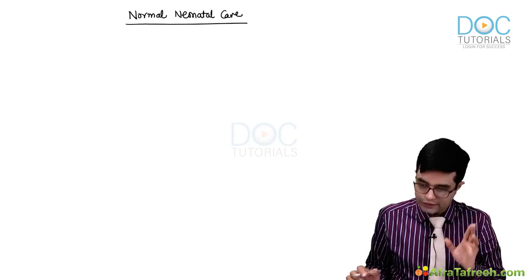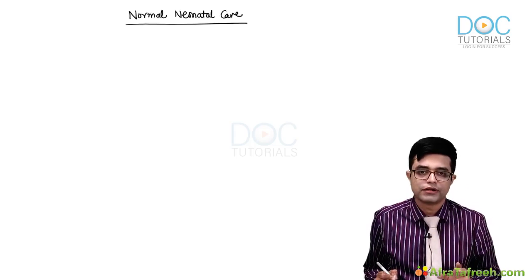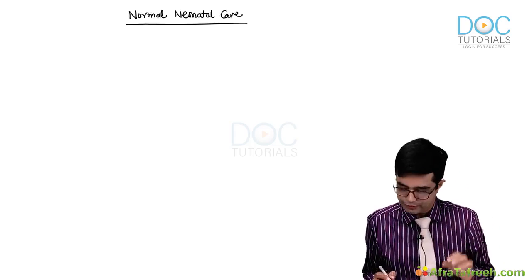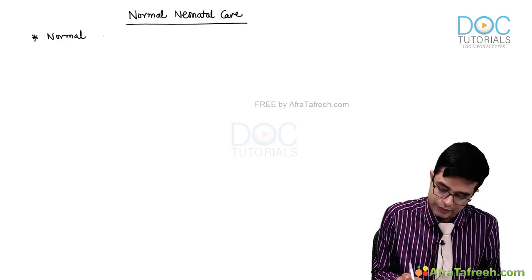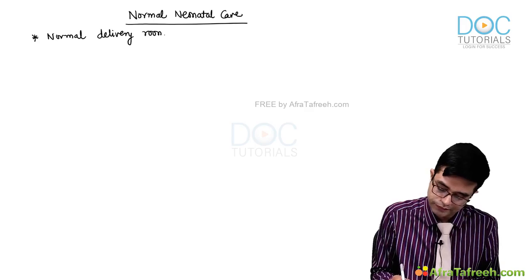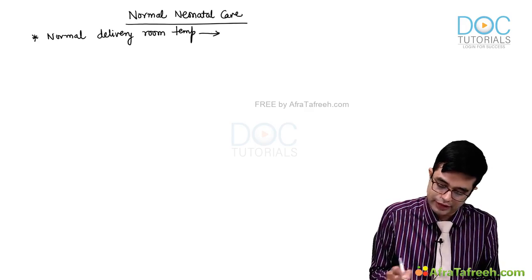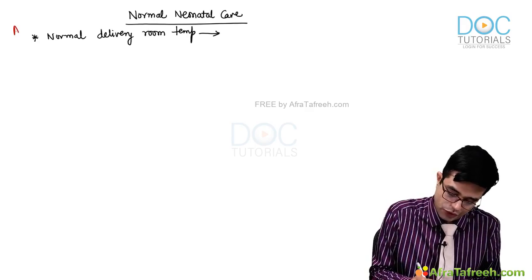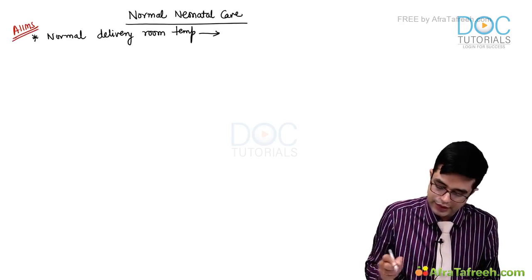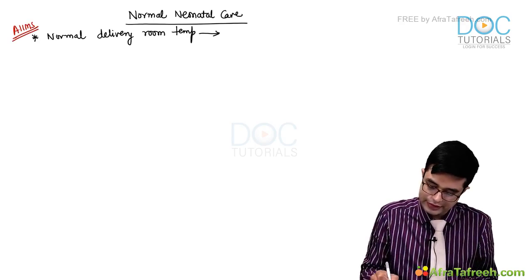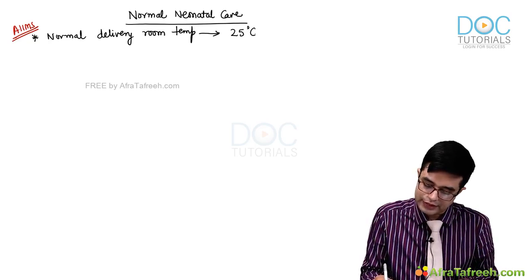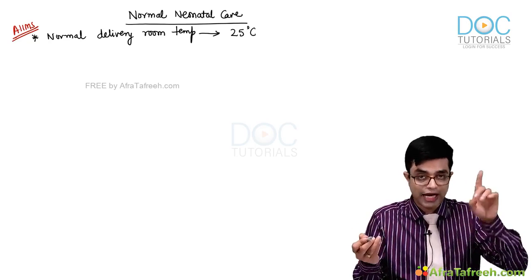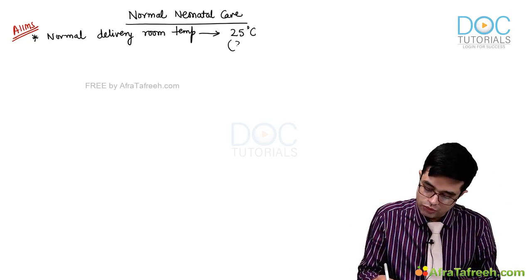Normal neonatal care. First of all, before delivery happens, what should be the normal delivery room temperature? Different books say different thing. This is AIIMS MCQ already asked in the past. The normal delivery room temperature is, if you are given a single value, it is 25 degrees Celsius. If you are given a range which happened in the exam, the range is 25 to 28 degrees Celsius.